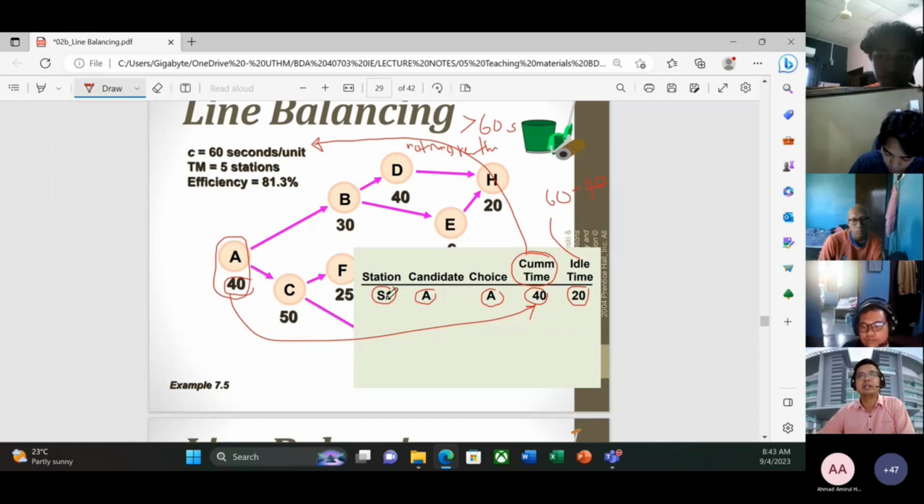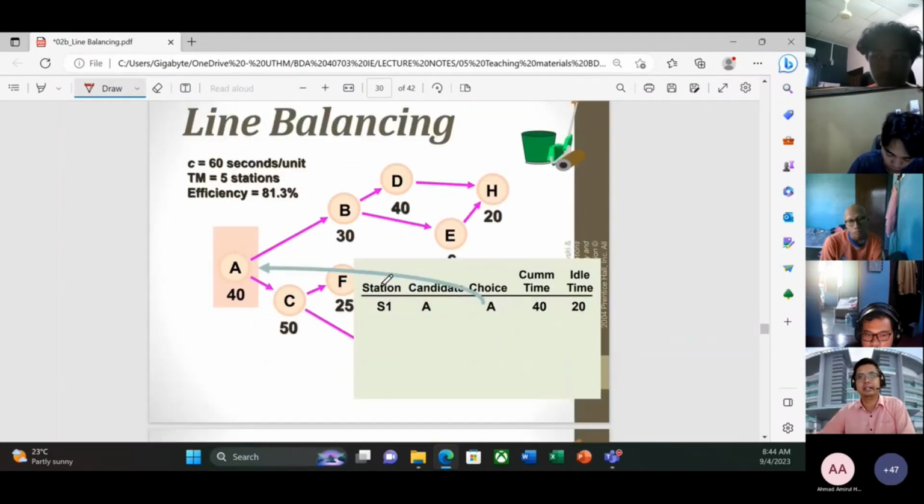Is there any other element in station number 1 that we can add on? If we add 40 plus 50, it will be 90, more than 60 seconds, more than the cycle time. What about A and B? 40 plus 30 will be 70, more than 60 seconds. So the first station has only this one. Put it here like this. Whether you want to draw it like this, make it a circle, make it a grouping. This is S1, station number 1, which groups only a single A, 40.